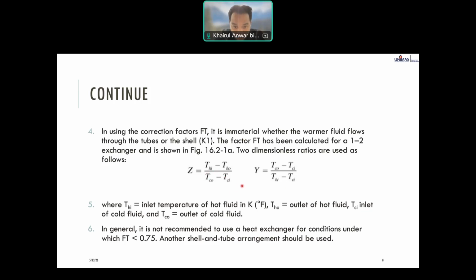Okay, just follow the THI, THO. So THI here refers to the inlet temperature. THO is the outlet, O is outlet. TCI is for the cold fluid inlet. TCO is for the outlet of the cold fluid.